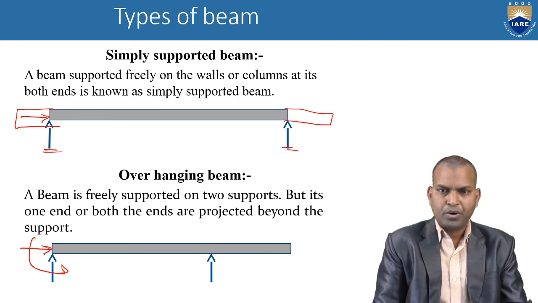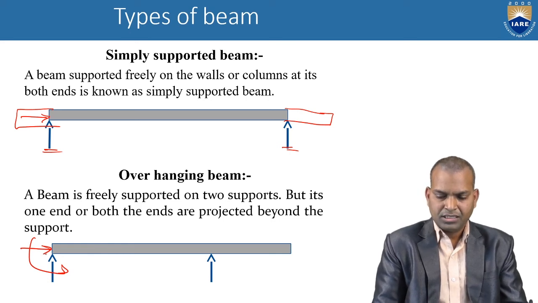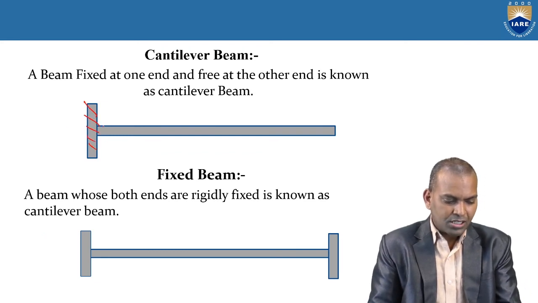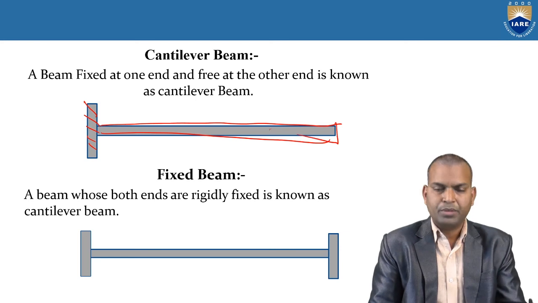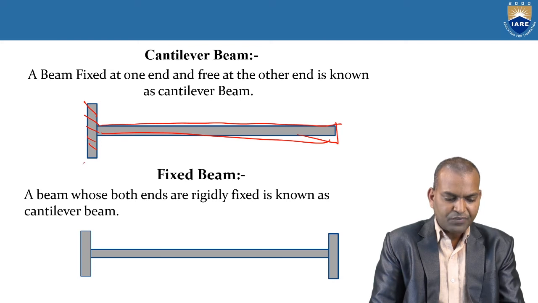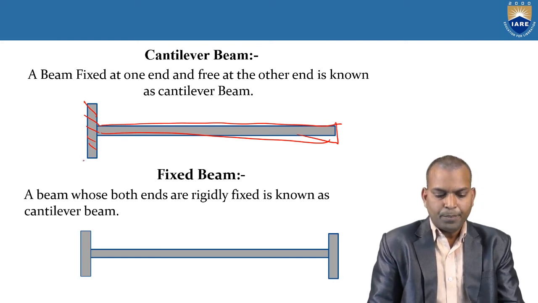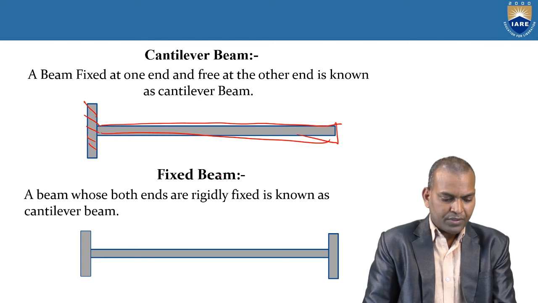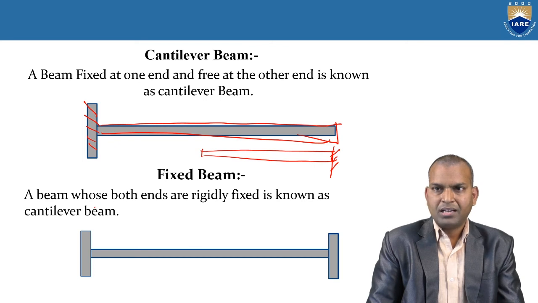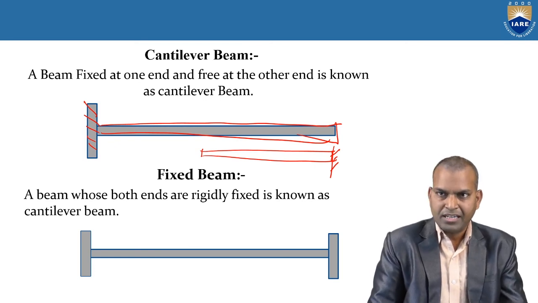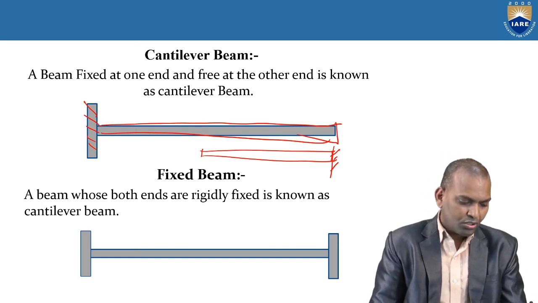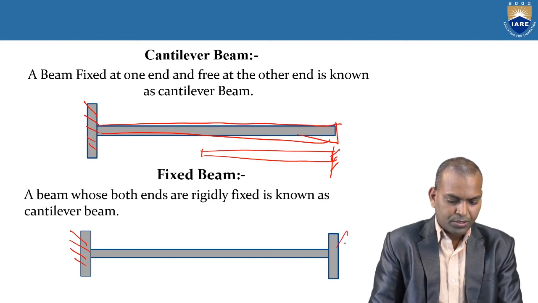When there is a fixed support, either on the left or the right hand, it is called a cantilever beam. Here you can see it. In the case of a cantilever beam, one end is fixed and the other end is free. Here the left end is fixed and the right end is free. But it is also a cantilever beam if the left end is free and the right end is fixed. If both ends are fixed, then it is called a fixed beam. This beam is called a fixed beam.